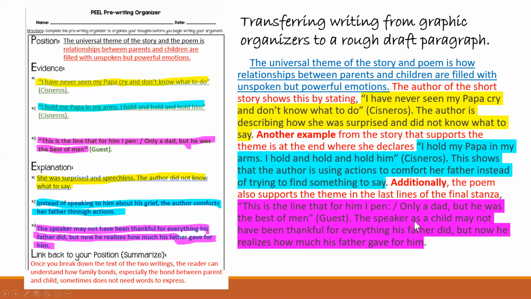I just added an explanation for "as a child" because it was a little bit too vague. It was almost like the speaker may not have been thankful for everything his father did. That could have been talking about him now, as an adult, and then maybe now he's got kids. So I clarified that when the speaker was a child, he might not have been thankful for anything that his dad did.